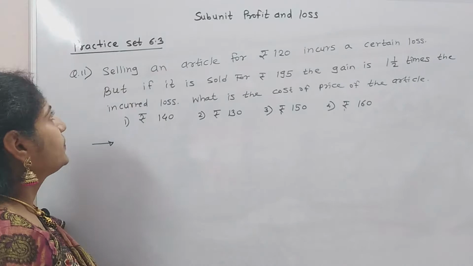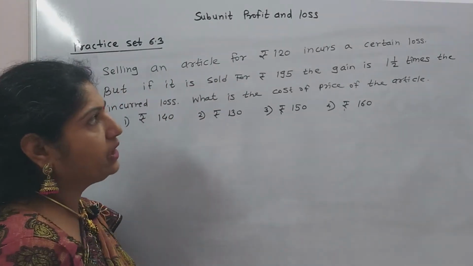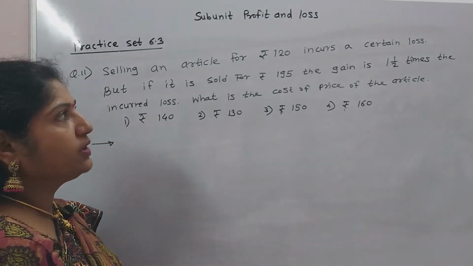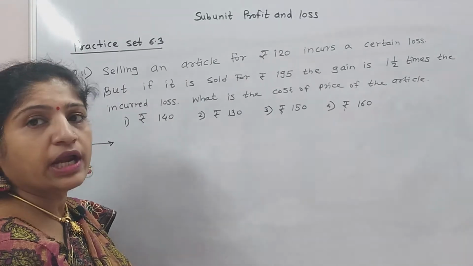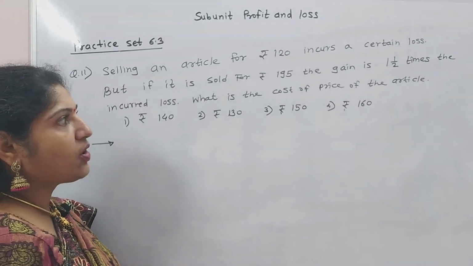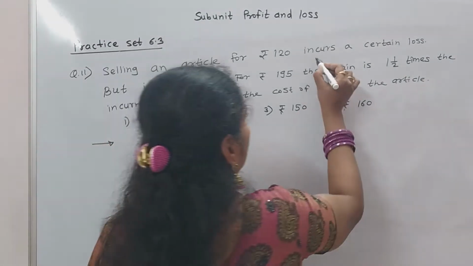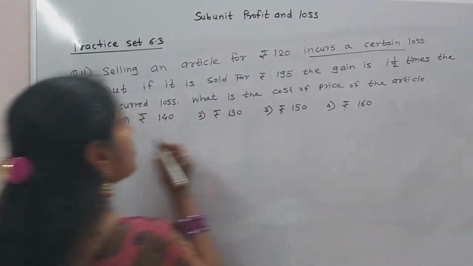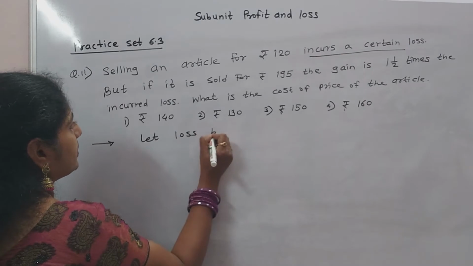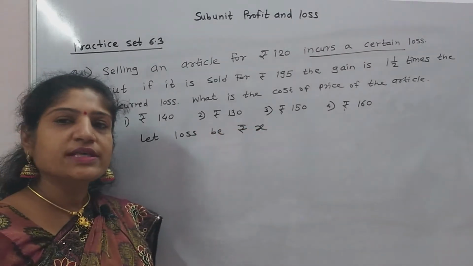Next example. Selling an article for rupees 120 incurs a certain loss. But if it is sold for rupees 195, the gain is 1.5 times the incurred loss. What is the cost price of that article? Now, let the certain loss be X. Let loss be rupees X.